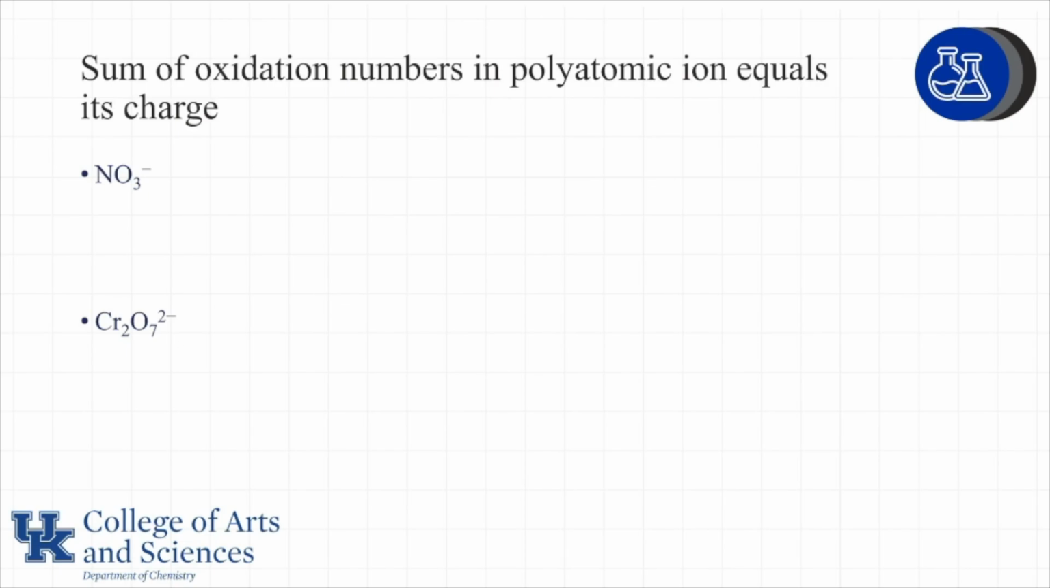Another guideline we can use is the sum of oxidation numbers in a polyatomic ion equals its charge. Similar to our sum of oxidation numbers in a compound equaling 0, in this case, they're going to equal the charge on that polyatomic ion.